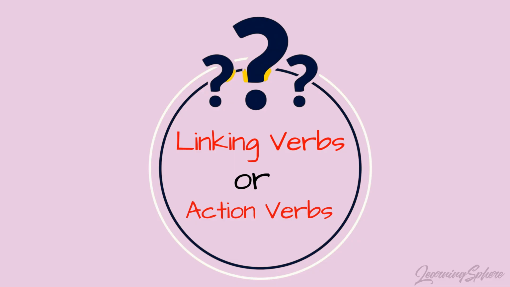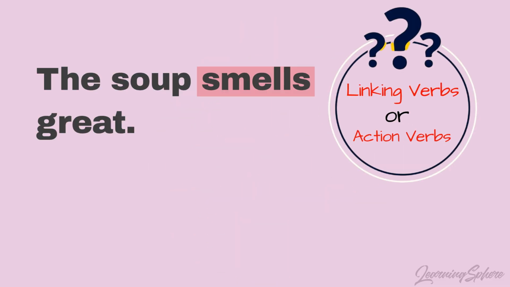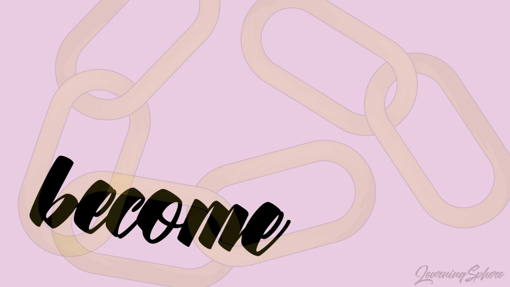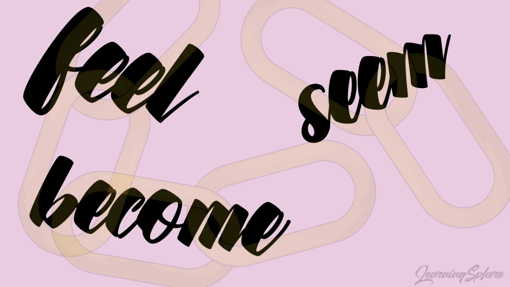For example, the soup smells great. Smells is a linking verb as it helps to describe the soup. She smells the soup. Smells in this sentence is an action verb because she's doing something. Other words that can be used as linking verbs are become, seem, feel, and look.